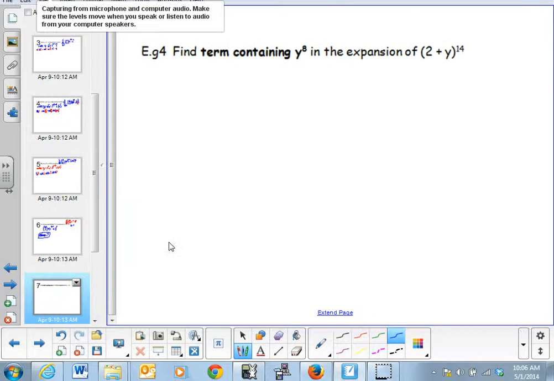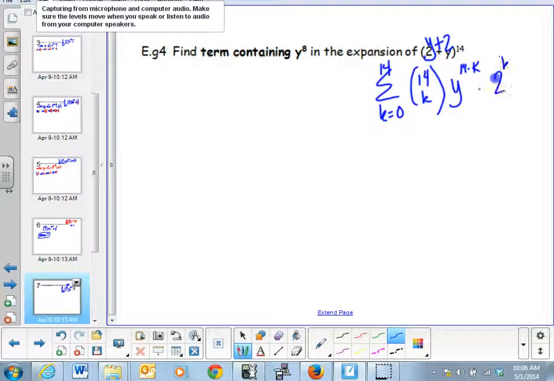Okay, moving on. This time I want the y to the 8th term. I'm going to rearrange this because I don't really appreciate the order in which it is listed. I'm going to say y plus 2. It doesn't really matter. I like the variable first. Again, I'm going to set up a really general sigma notation. K equals 0 to 14 in this problem. 14 combinations taken k times, y to the 14 minus k times 2 to the k.